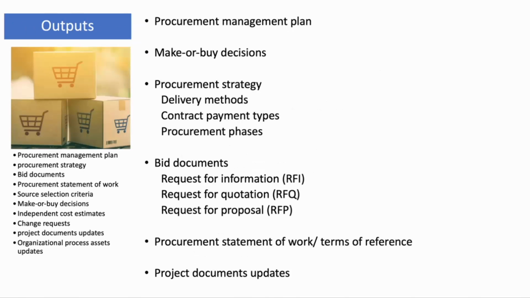For the outputs, we have the general outputs of all other management processes, such as updates on project-related documents. The specific documents we have here are bid documents, like request for proposal, request for quotation. The key files we have here are the make or buy decisions and procurement strategies, which will be used in the following steps. Now we come to our next part.